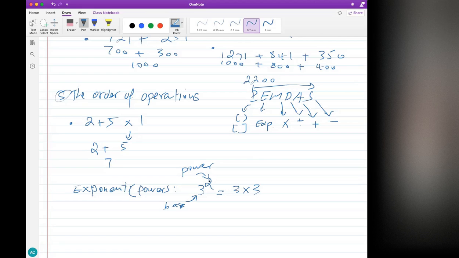Basically, you repeat the base as many times as the power. If you have 5 here, then you would write this 5 times, 3 times, 3 times. So the exponent power, it's not 3 times 2. A lot of people make this mistake. It's not 3 times 2. It's rather 3 times itself as many times as the power, which is 9.